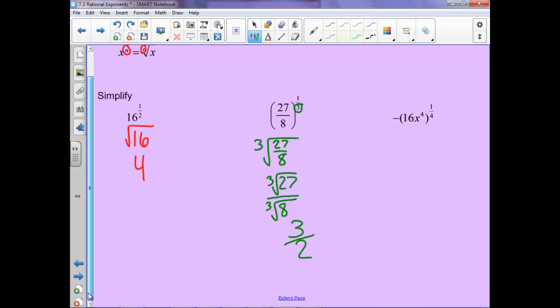This last one is to the 1/4, so that's the 4th root. So this negative will stay outside. The 4th root of 16 x to the 4th. So this negative 4th root of 16 is 2. And then the 4th root of x to the 4th is the absolute value of x.